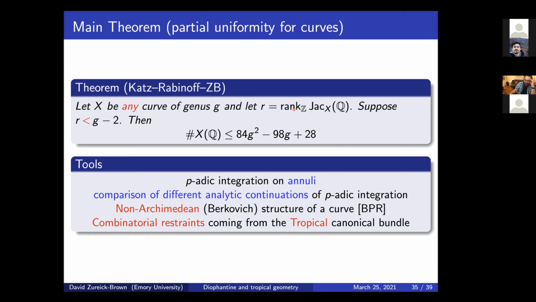Finitely generated abelian group you can attach to it. And we'll let R be the rank, the number of copies of Z in that group. And the catch is, we have to assume that rank is small. So at most G minus 2.